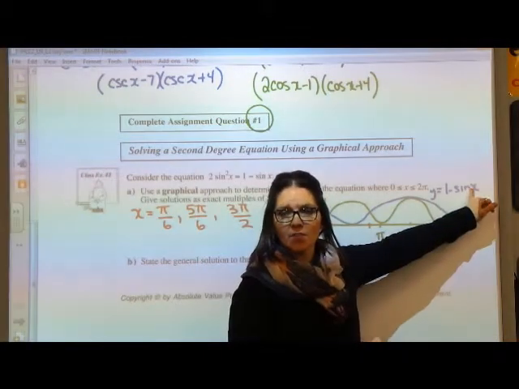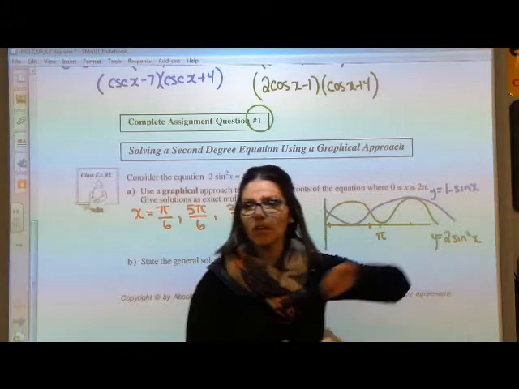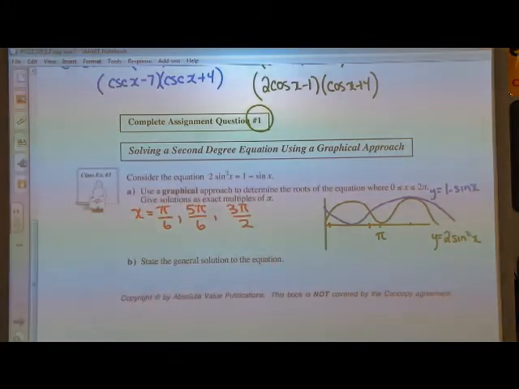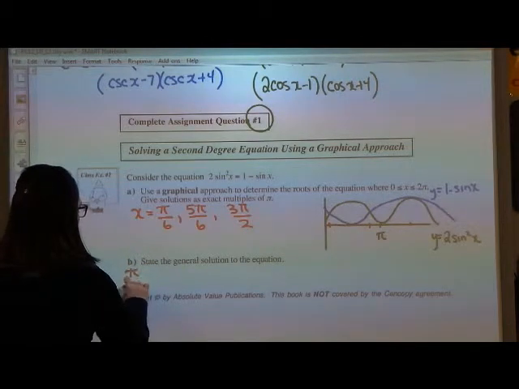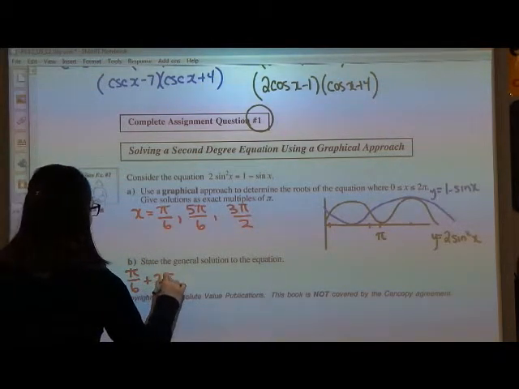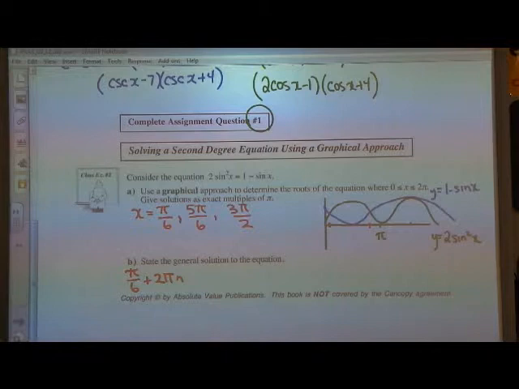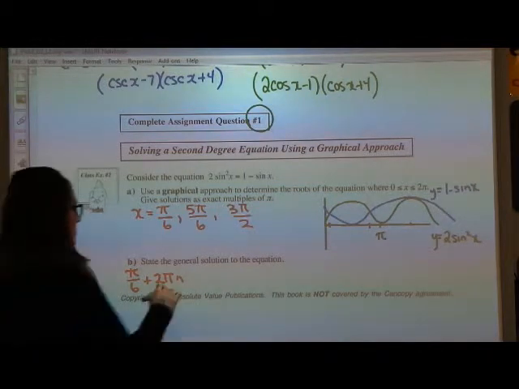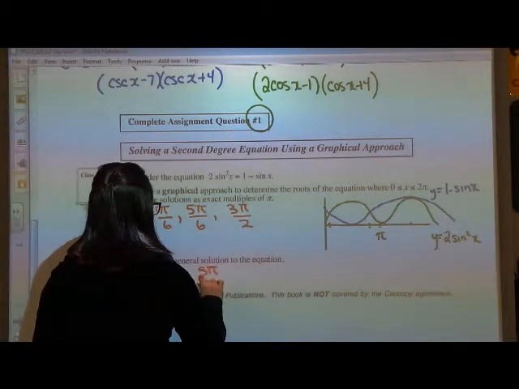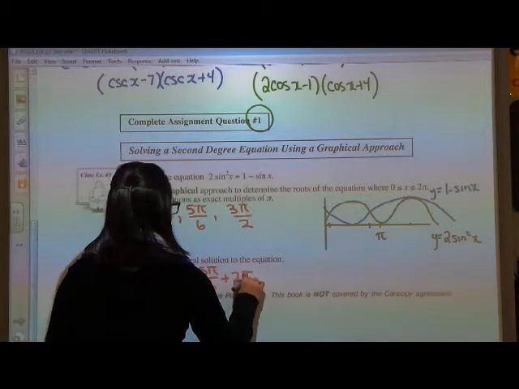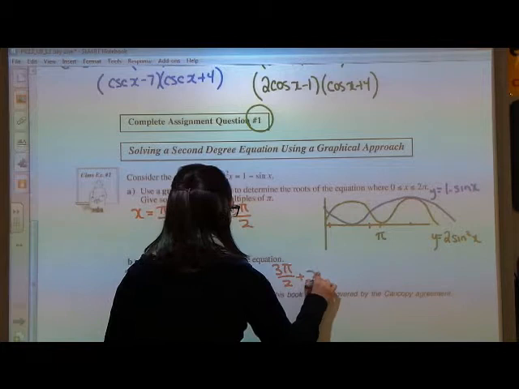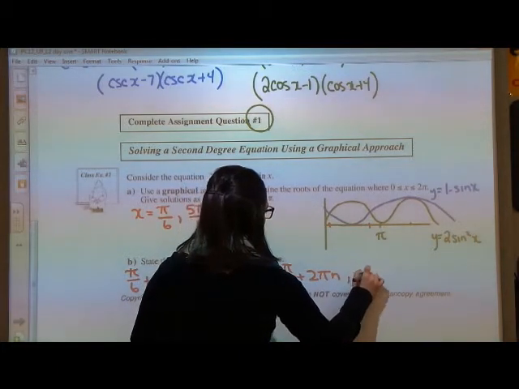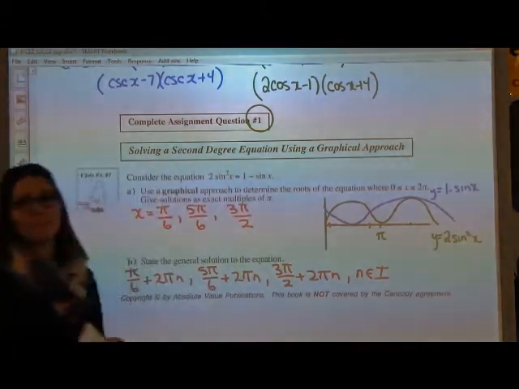So we look at the periods of sine x. The period of sine x is 2 pi. So it's taking each of these solutions and adding a multiple of 2 pi. And again, n is an integer.